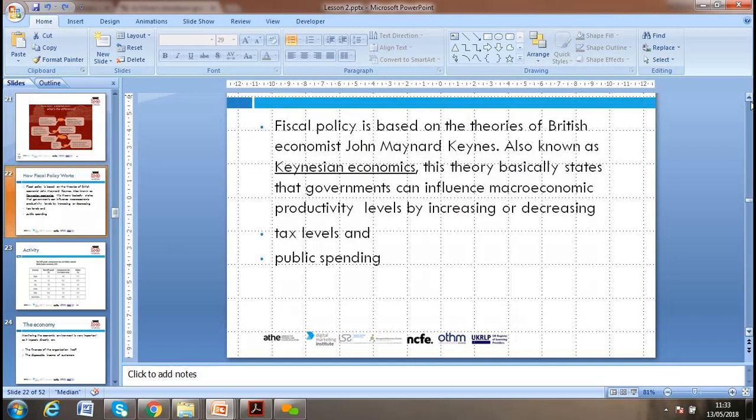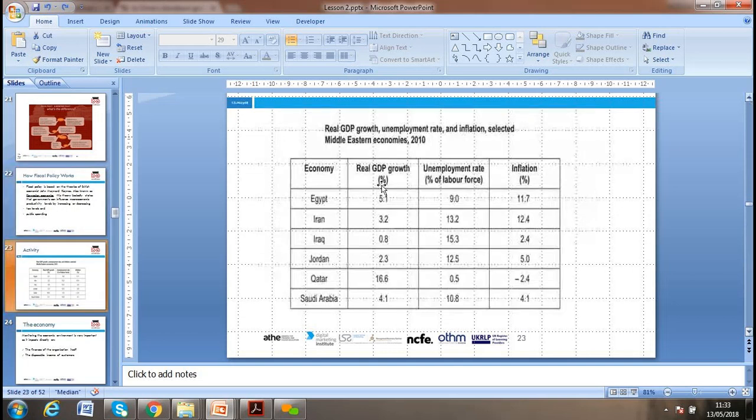Okay, any questions, guys? If you have any question, drop me an email. Of course, fiscal policy is based on the theories of the British economist, also known as Keynesian economics. That's all about tax levels and things which go to government spending.